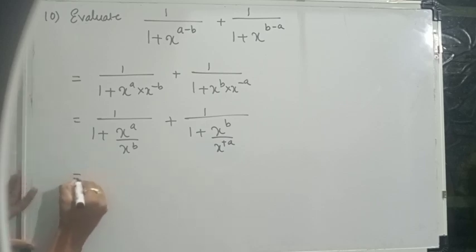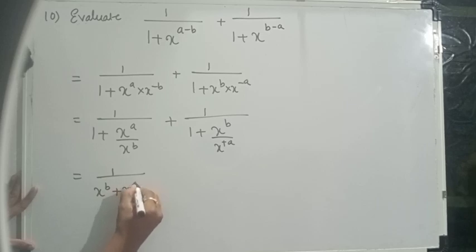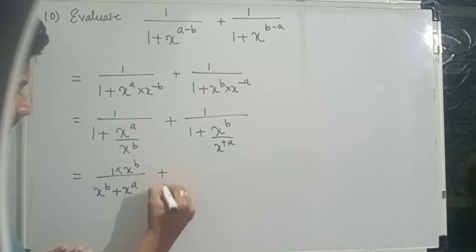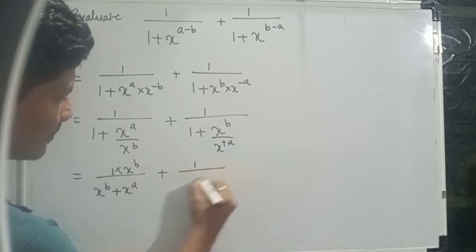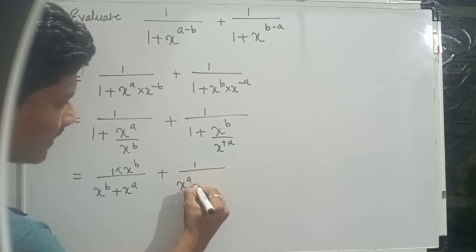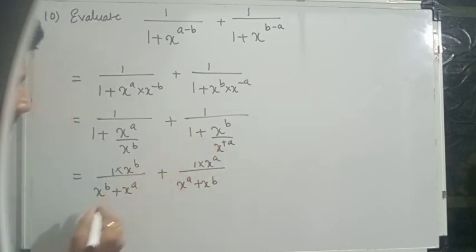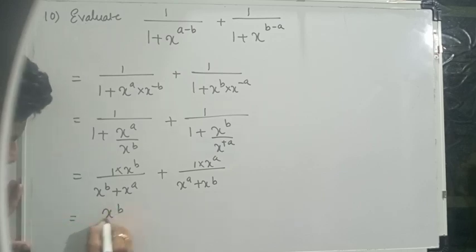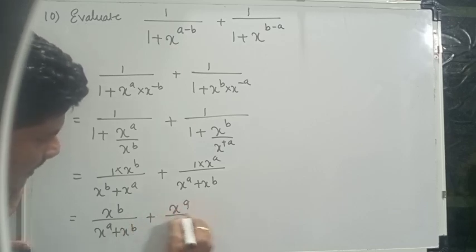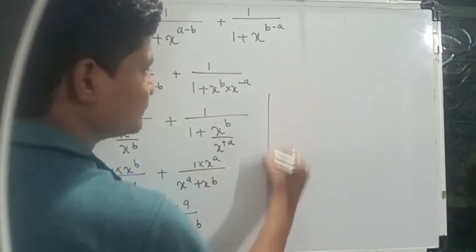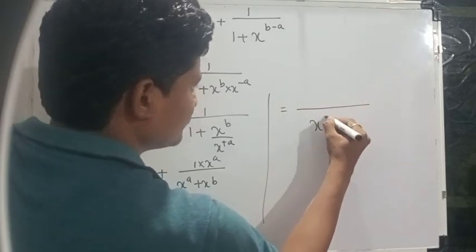I will take the LCM here, X to the power B plus X to the power A, and this denominator goes to the numerator here, X to the power B. Here similarly, X to the power A comes to the numerator, and this is the LCM for this second term. Here the whole denominator is X to the power A plus X to the power B. X to the power A divided by X to the power A plus X to the power B. Here LCM is X to the power A plus X to the power B.